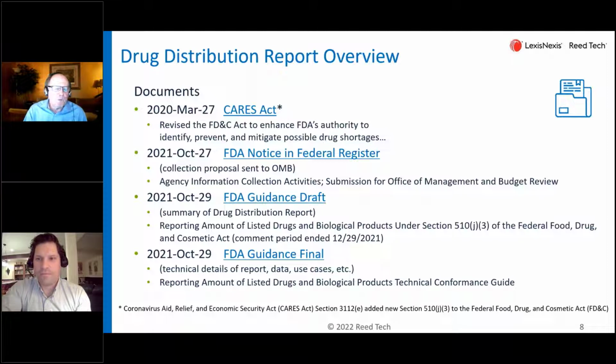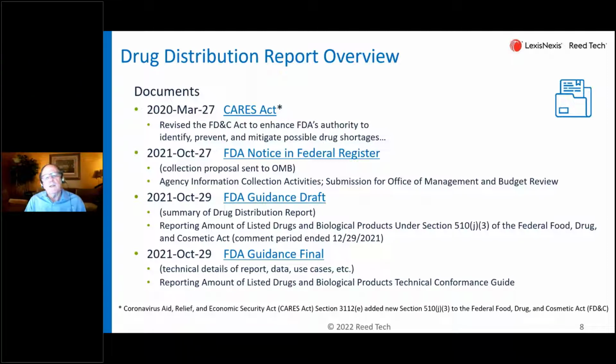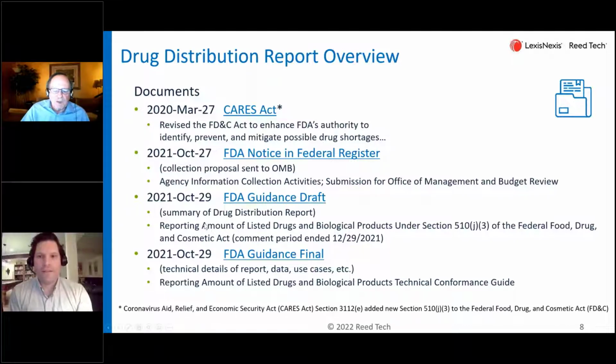And then over a year went by, with the FDA working out some of the details about how they were going to report this information and what they were going to collect. There's a couple of notices there. You might want to follow the link for the draft guidance. That is a summary of the drug distribution report. That's a good overall description of the particular activities and the requirements.